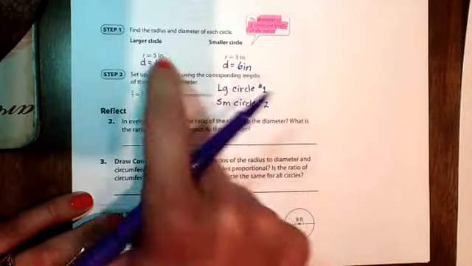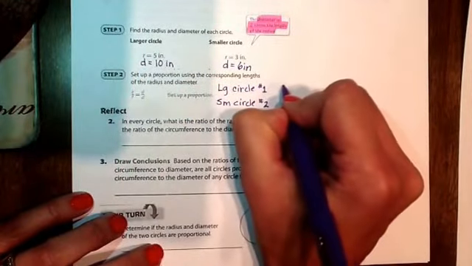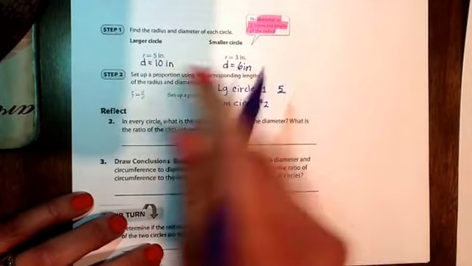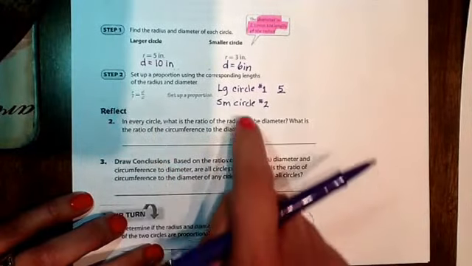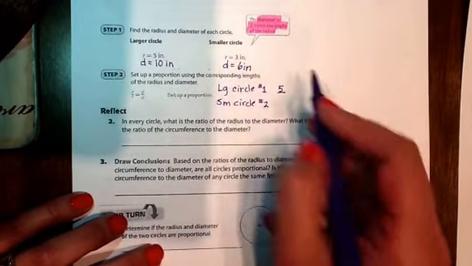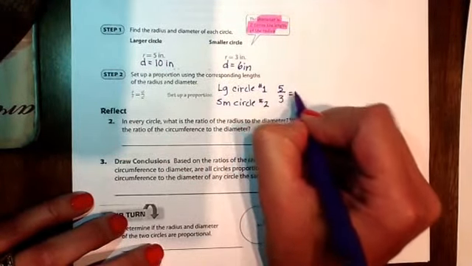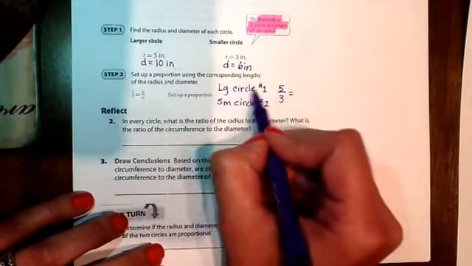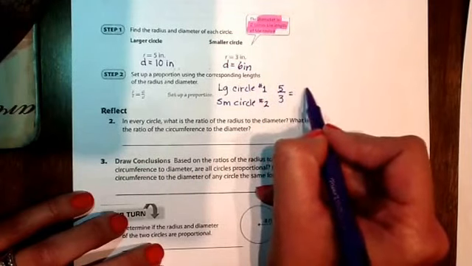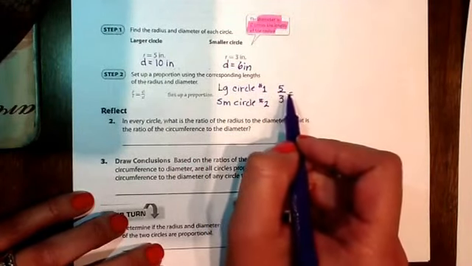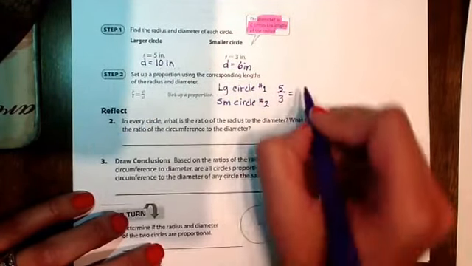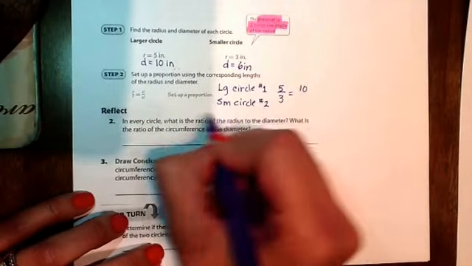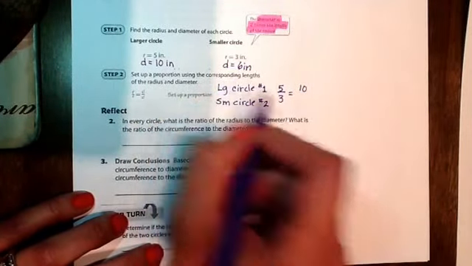So notice in the large circle my radius is 5 inches, and the radius of the smaller circle is 3 inches, so I put 5 over 3. I'm setting up my proportion. Now I need both diameters, but I need the diameter of the large circle first. That's why these words are so important. So the diameter of the large circle is 10, and the diameter of the smaller circle is 6.